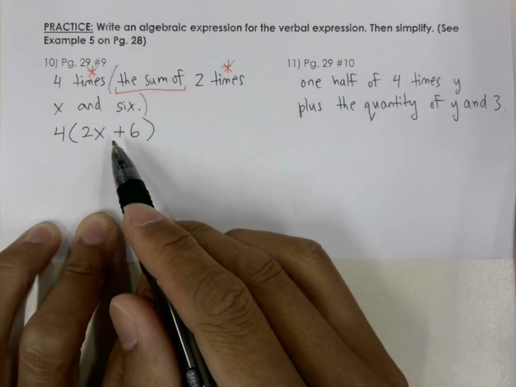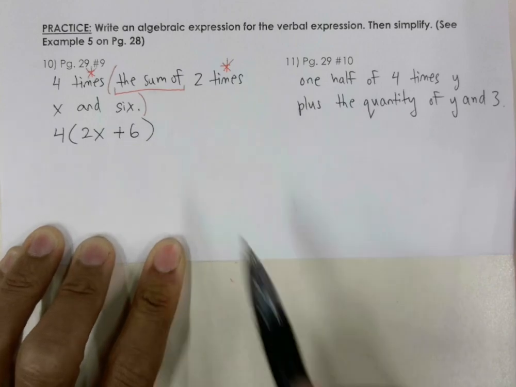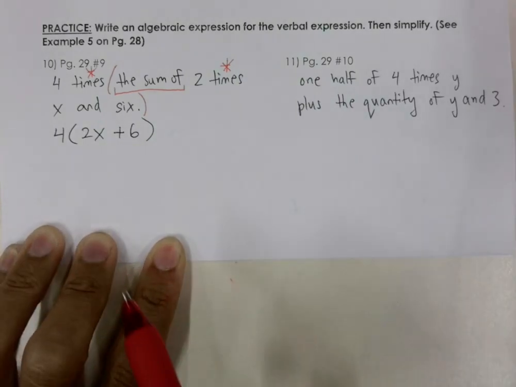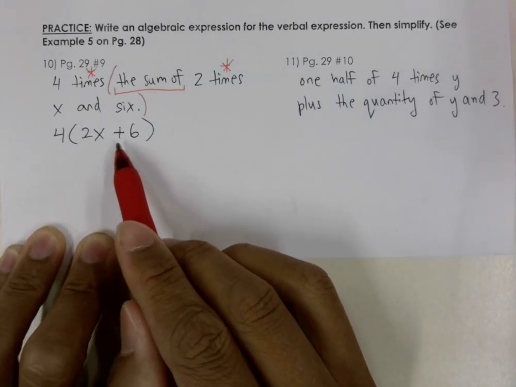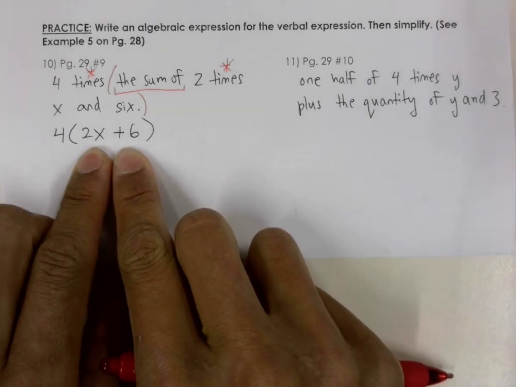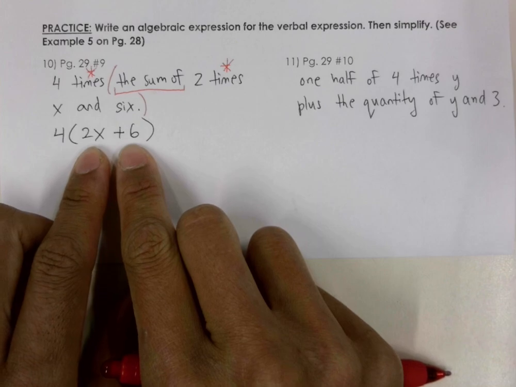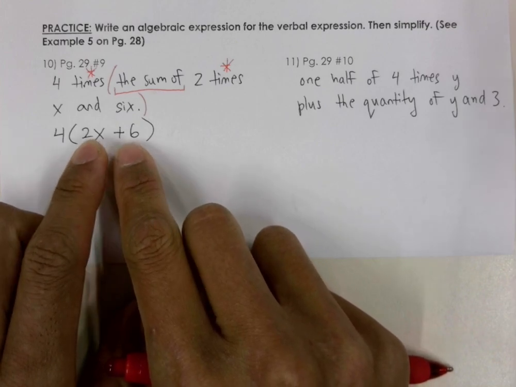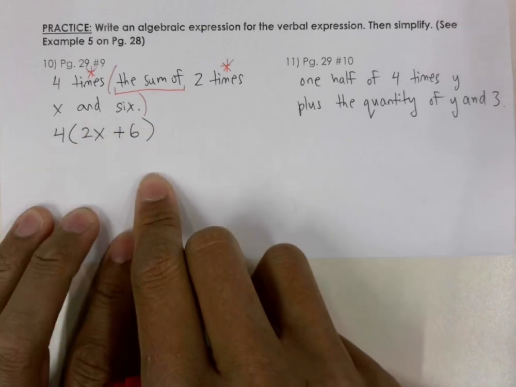Let's go ahead and simplify this expression. We're looking at the parentheses, and we can see that there is nothing more we can do to simplify. These 2 terms are not like terms. They do not have the same variable and the same power.